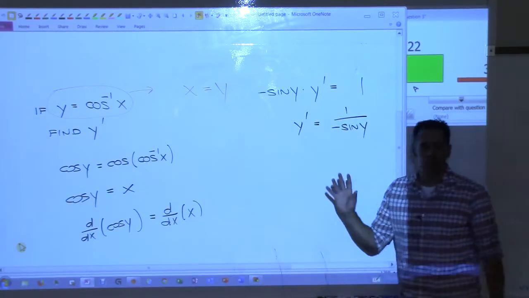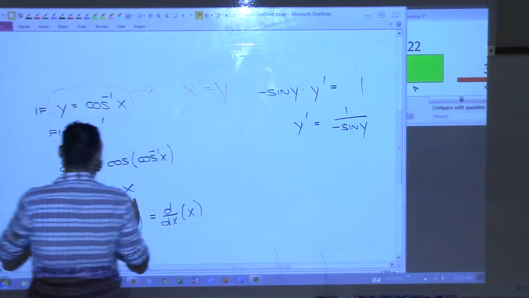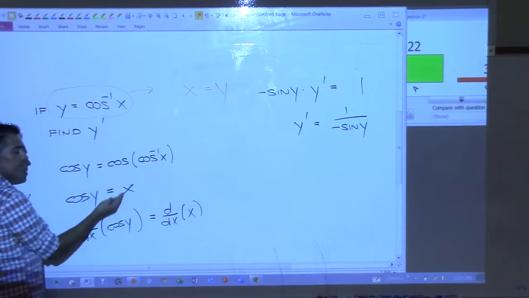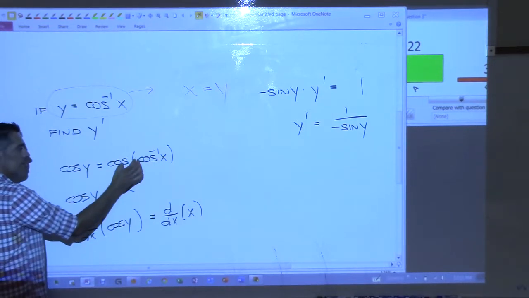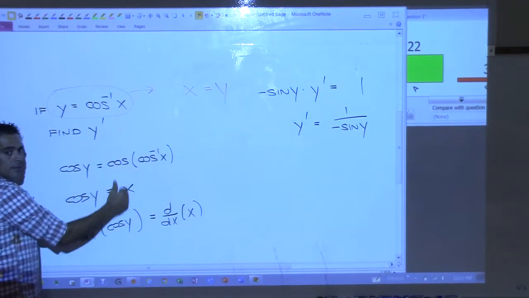Now, my reference triangle, is it the same triangle we just drew? Yes. I have a question. Where did I get cosine y equals x on the third part here? Okay, cosine of arc cosine of x, these kill each other off and just spits out x, because you're composing a function with its own inverse. So they wipe each other out.